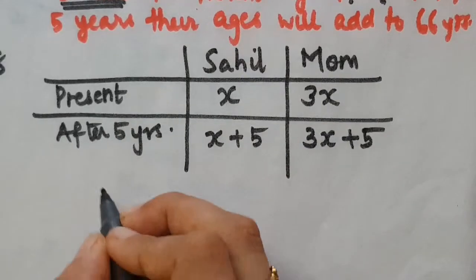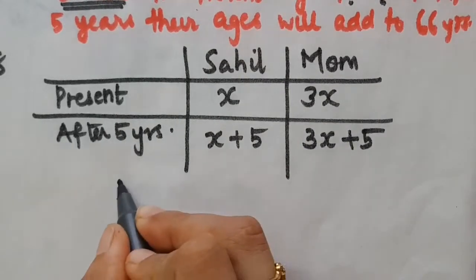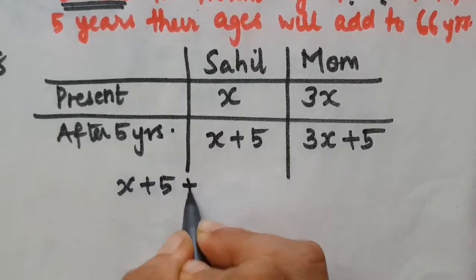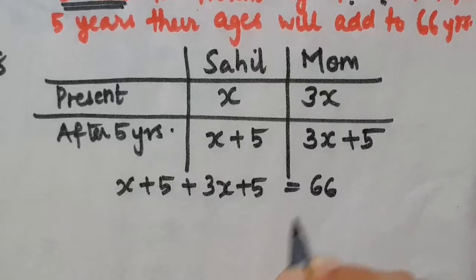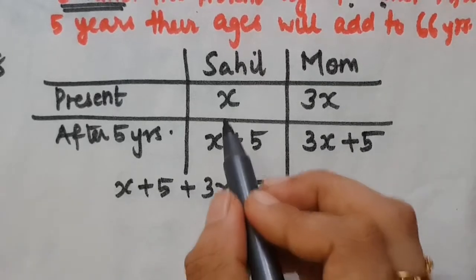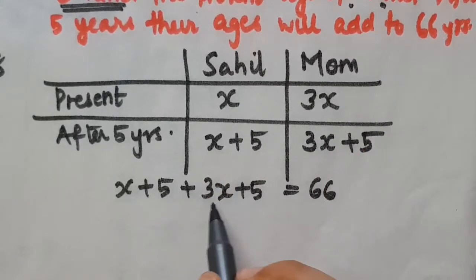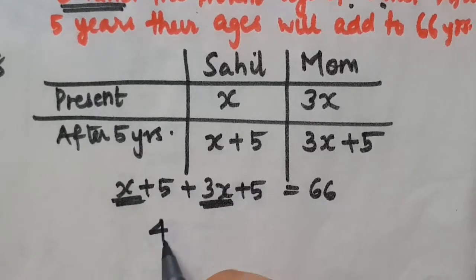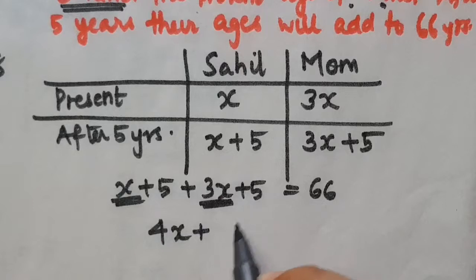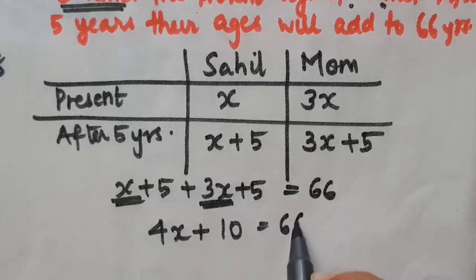So their ages sum, that is x plus 5 plus 3x plus 5, will be equal to 66. So that is the question. We have to find their present ages. So solving this, it will be 3x and x, so that will be 4x plus 5 and 5 is 10, is equal to 66.